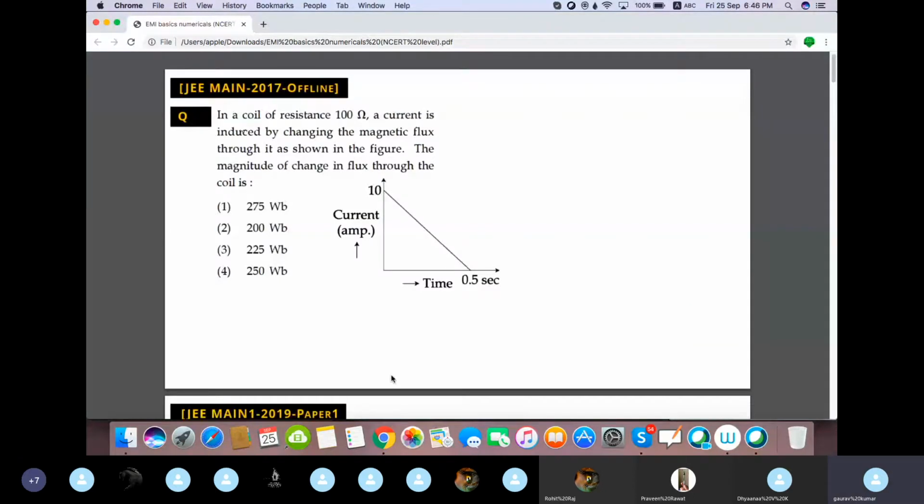In a coil of resistance 100 ohm, a current is induced by changing the magnetic flux through it as shown in the figure. The magnitude of change in flux through the coil is. This is the question.